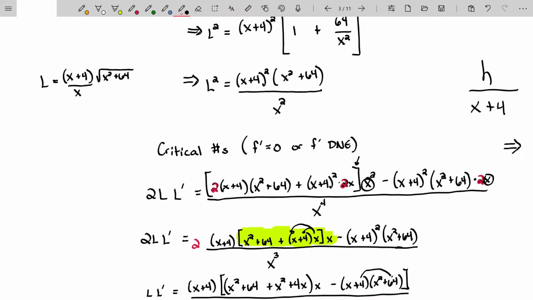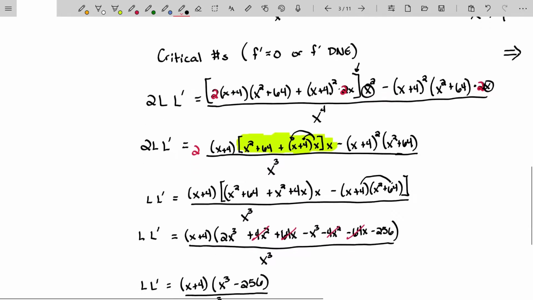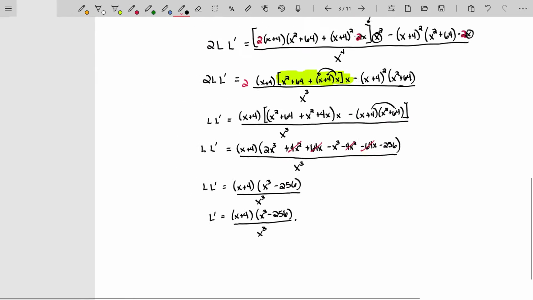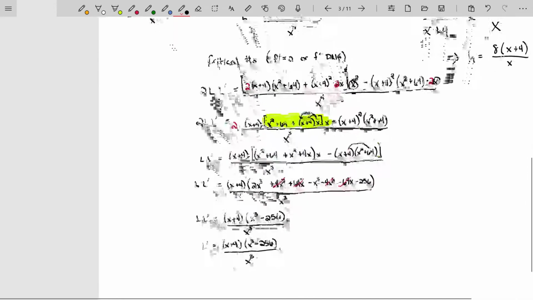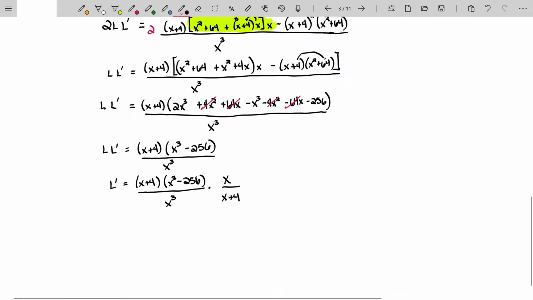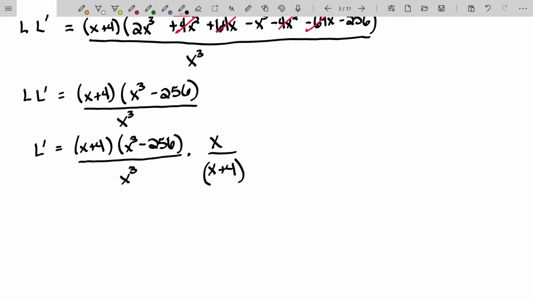We're going to go ahead and take its reciprocal and multiply both sides by it. So L prime is therefore equal to this x plus 4. Let me write that in there. X plus 4 times x cubed minus 256 all over x cubed, and then times the reciprocal of that L that we have up there, which is going to be x over x plus 4. It's kind of convenient, actually. And also in that denominator is the square root of x squared plus 64. So let me just do this. Times the square root of x squared plus 64.